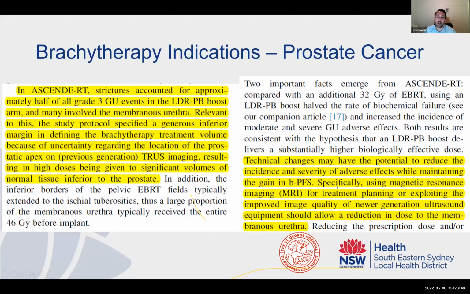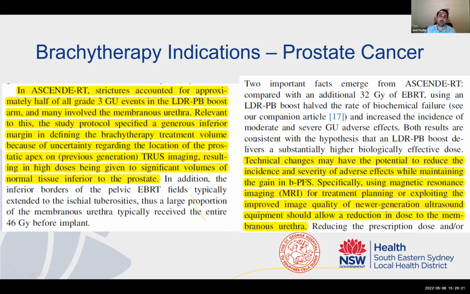So they're advocating for the use of magnetic resonance imaging for treatment planning to get a nicer view of the prostate. But I'd argue even more that a modern transrectal ultrasound imaging would actually be sufficient to be able to curve this. And they actually do mention that as well: exploiting the improved image quality of newer generation ultrasound equipment should allow a reduction in dose to the membranous urethra. So despite the fact that we've got a potentially increased amount of side effects here, I think with increased technology in the use of prostate cancer brachytherapy treatments, we're actually going to see some really great results coming through in the next 10 years or so.